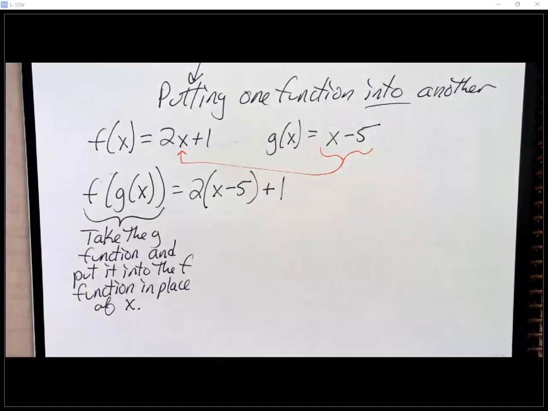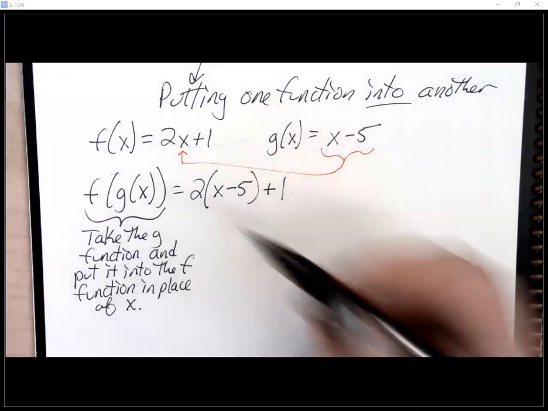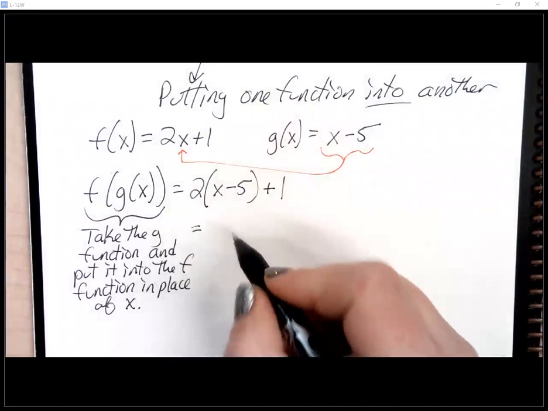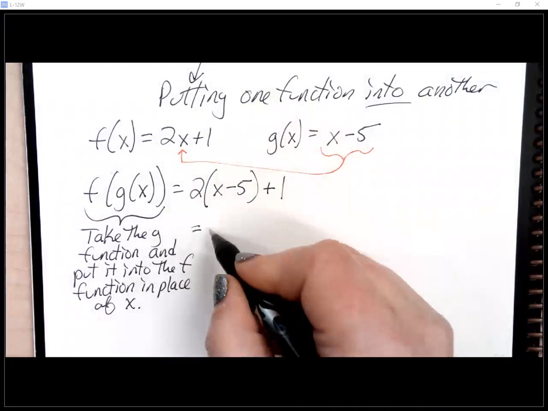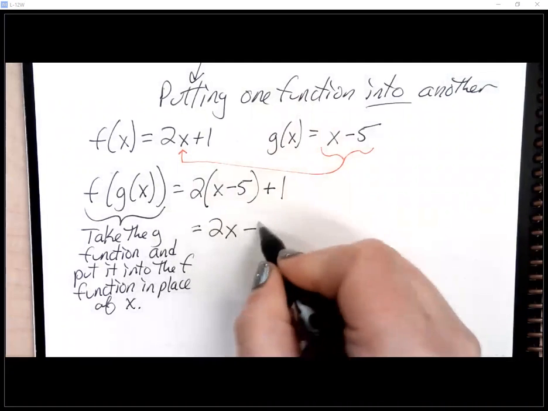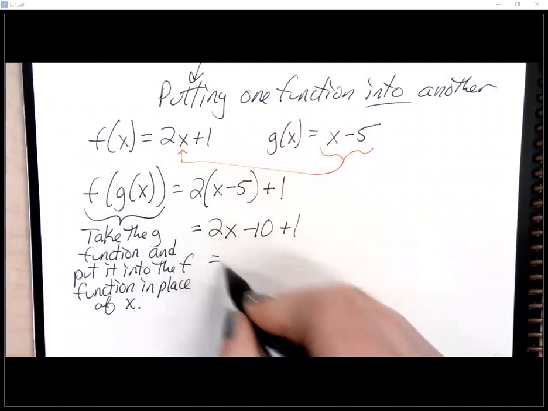And now I just evaluate. The left-hand side I don't touch, so I would just bring it down. And now I have to distribute: 2x minus 10 plus 1. So my final answer is 2x minus 9.